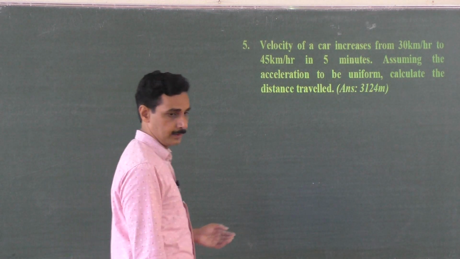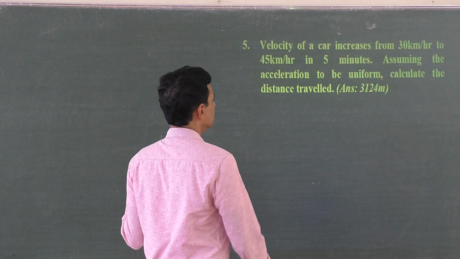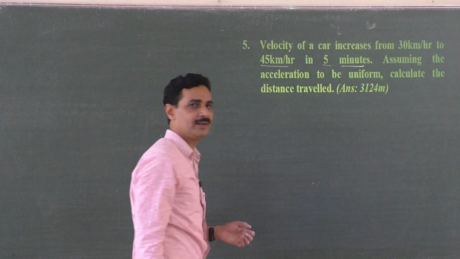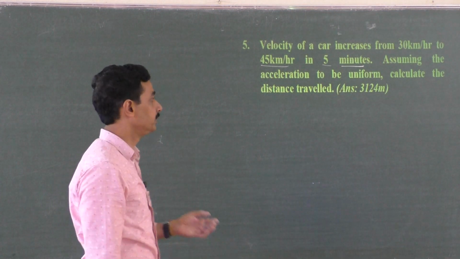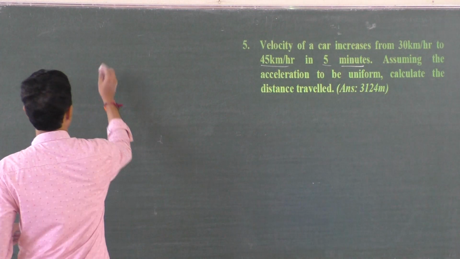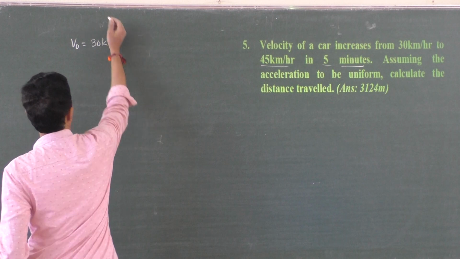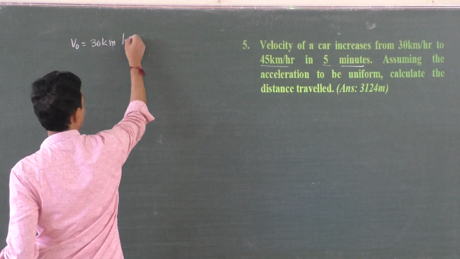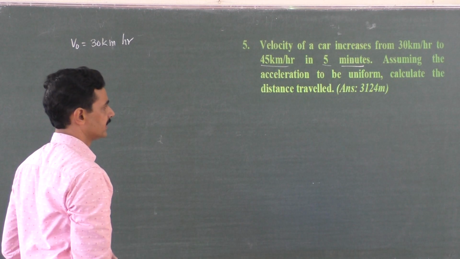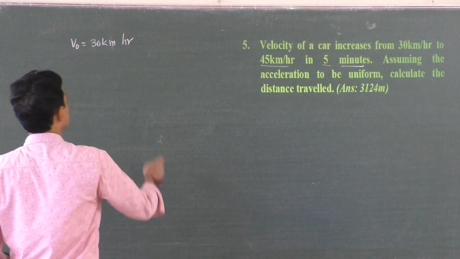I didn't bring a calculator, but let it be. See, 45 km per hour, 5 minutes, you have to convert to one unit. Velocity of the car increases from 30 km per hour, so initial velocity is 30 km per hour. Most of the values are in kilometers per hour, so why can't we do it in meters per second? Okay, we will do it in meters per second.